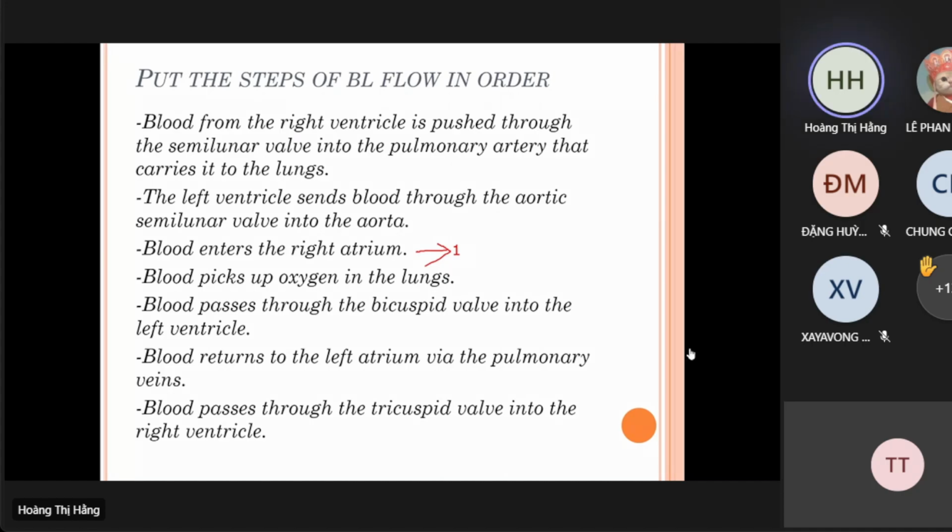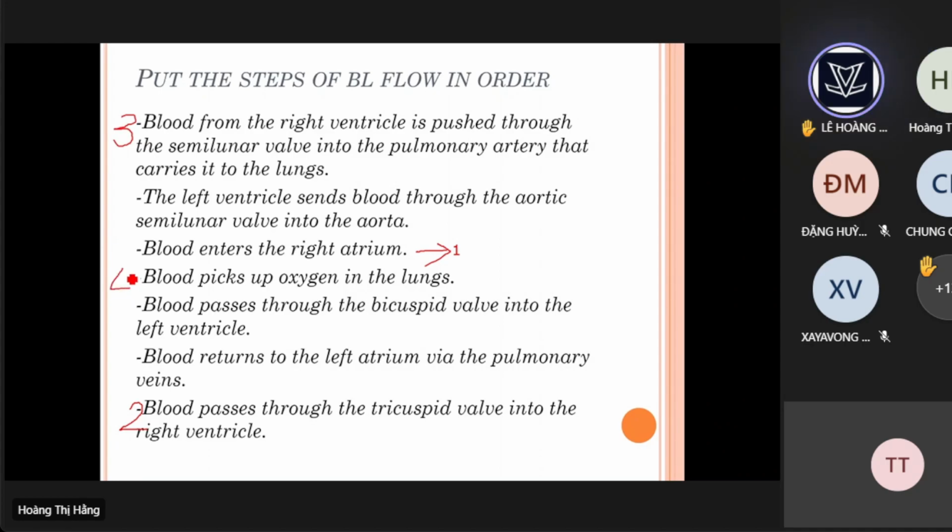Wow. Okay, now we can correct this exercise now. Let me invite Hoàng Thịnh. Number 2 is blood passes through the tricuspid vein into the right ventricle. Agree. And number three is blood from the right ventricle is pushed through the semilunar veins into the pulmonary artery that carry it to the lungs. Yeah. Number 4, blood pick up oxygen in the lungs.